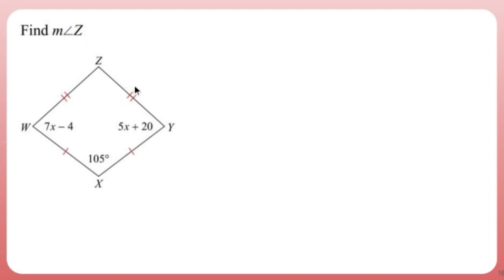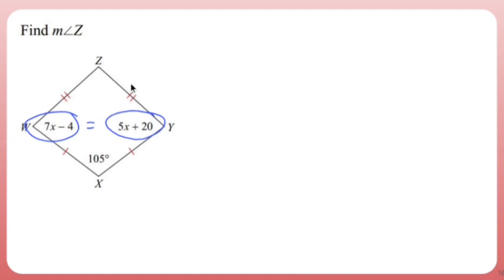These two sides are congruent. These two sides are congruent. This is a kite because the congruent sides are next to each other, not opposing each other. Now, when you have a kite, the angles in between the non-congruent sides are called non-vertex angles, and these angles are equal to each other.